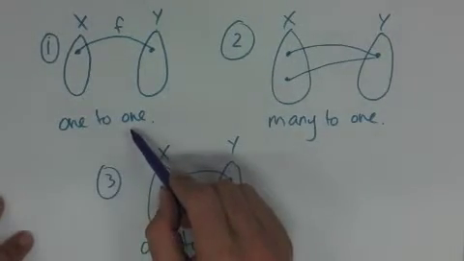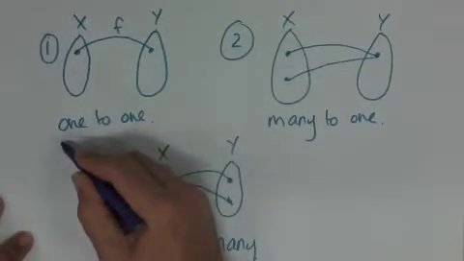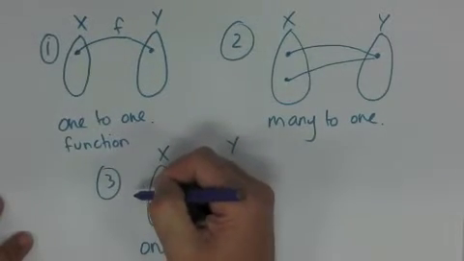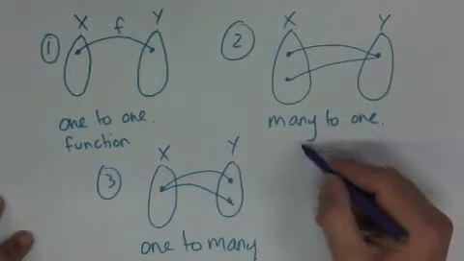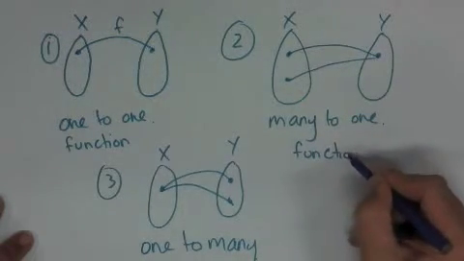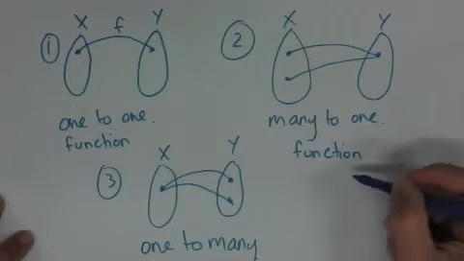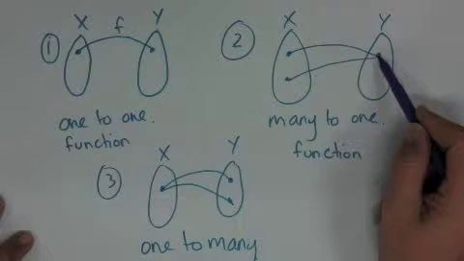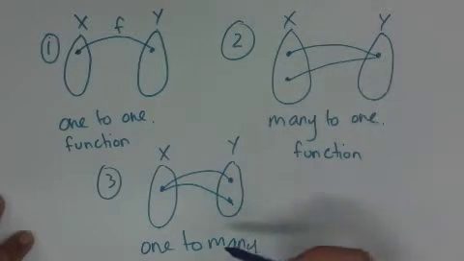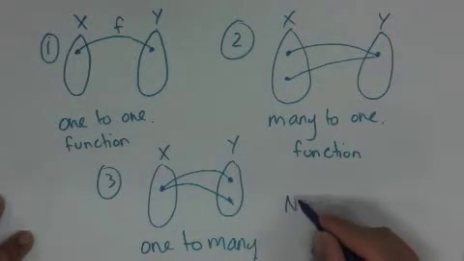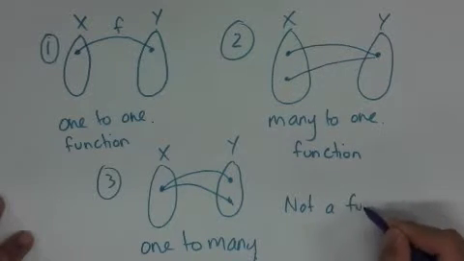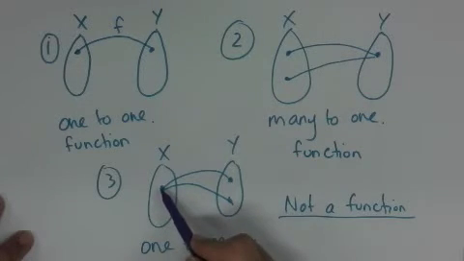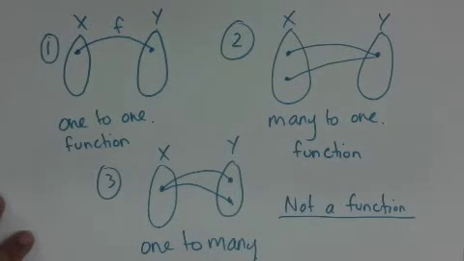One-to-one situations, these are functions. And they're functions such as linear functions, etc. A many-to-one situation is also a function. And this would be something like a quadratic. So minus 2 all squared is 4, and 2 all squared is also 4. A one-to-many situation is not a function. So if you have any situation where one value in x goes to two values in y, that is not a function.